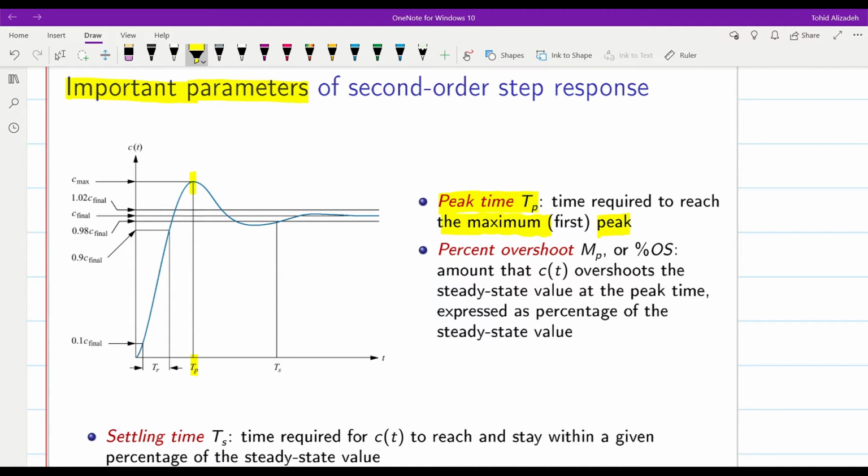So this is the time that it takes for the step response to reach its maximum value. And then we define the percent overshoot, or M_P, which is also shown in the form of percentage OS, or overshoot. It's the amount that c(t) overshoots the steady state value at the peak time. Okay, so we find the maximum value that it reaches, which is the peak value, and then by looking at that, we can determine the amount of the overshoot, or percent overshoot. And it's indeed this amount. So this is the final value. This is the peak value. By finding this value over here, we will have the percent overshoot.